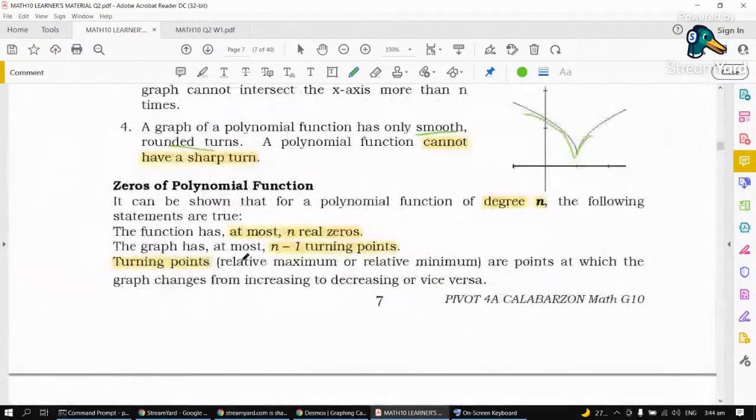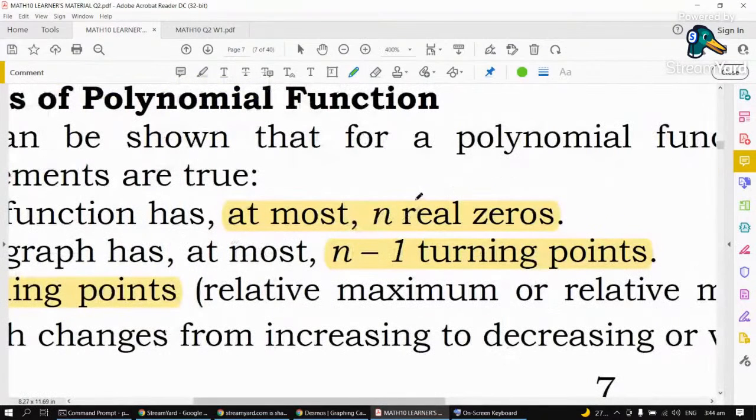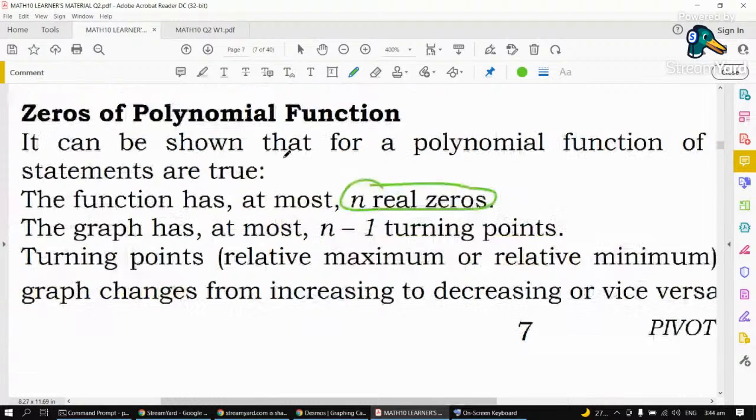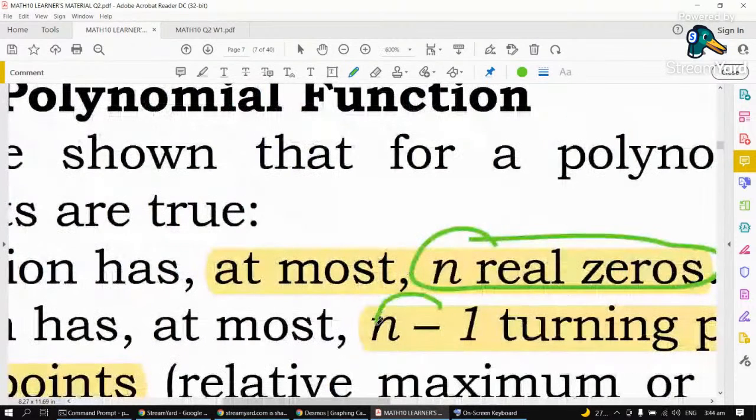So, zeros, meron tayong degree n. Okay, so yun ang nagsasabi ng pinakamalaking exponent. So, at most, meron siyang n zeros. Yun ang pinakamalaki. So, ibig sabihin, kapag ang pinakamalaking exponent is 6, hindi ka pwede magkaroon ng 7 na sagot. Kailangan 6 lang. At meron siyang n-1 turns.